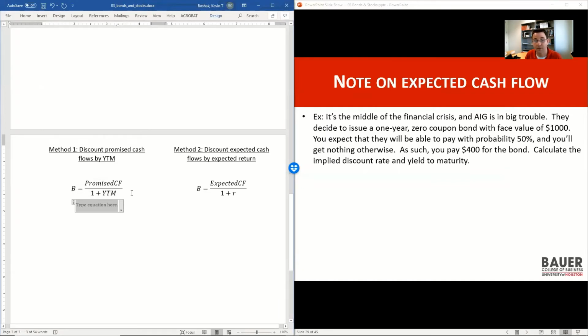What is the price of the bond? Well, you know the price of the bond is $400, and you know that the promised cash flow is $1,000. That occurs in 1 year, so you discount the promised cash flow by the yield to maturity to get the price. That's going to let us solve for the yield to maturity.